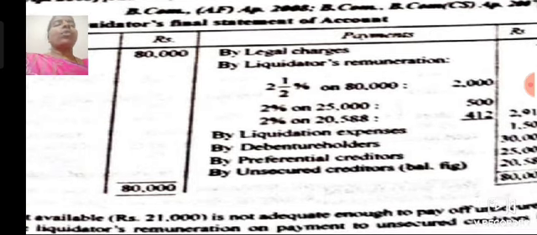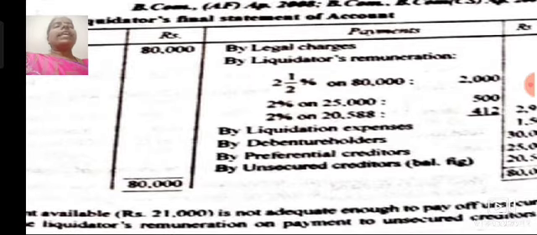And then liquidation expenses, debenture holders, preferential creditors, and finally unsecured creditors. Liquidators must strictly follow this order of payment. Once again, I will repeat the order of payment.